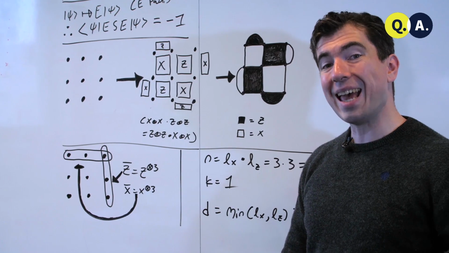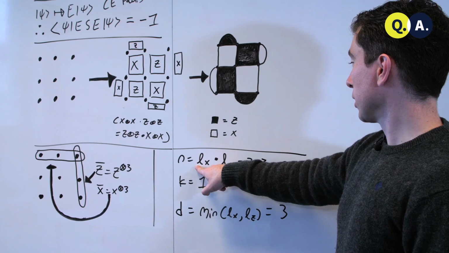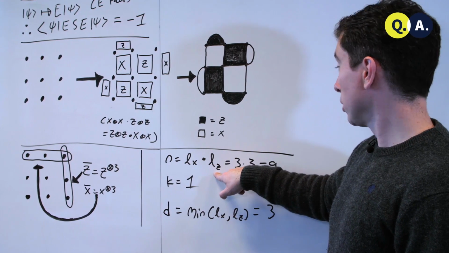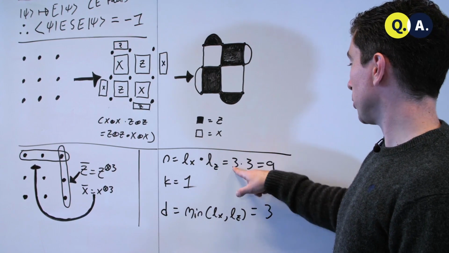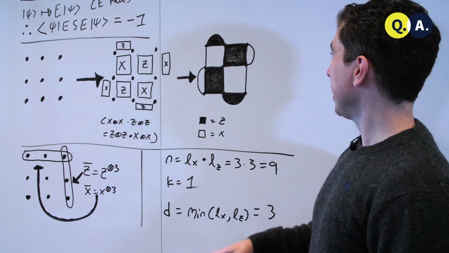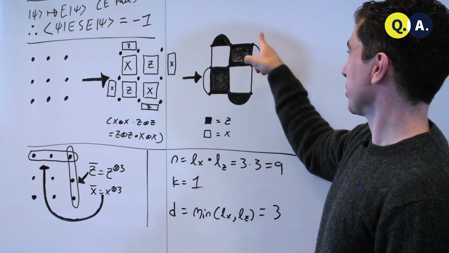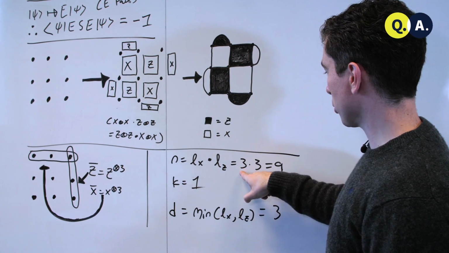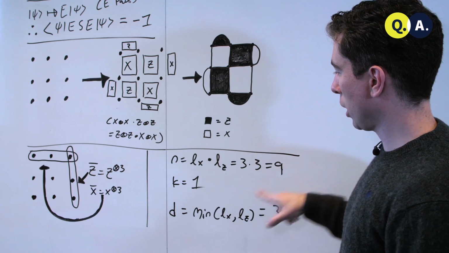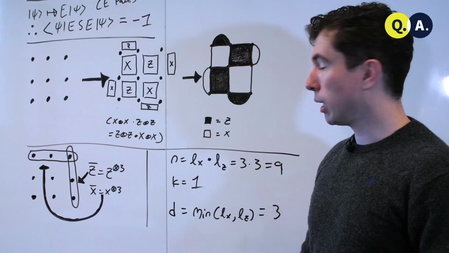How do you calculate n, k, and d for a surface code? N is simply the length in the x direction times the length in the z direction. So in this case, it's 3 times 3, which is 9. An important thing to remember is not to count the number of squares that are in a row, but rather the number of qubits that are in a row. So here we have 9 total. K, the number of logical qubits, is always 1 for these codes.